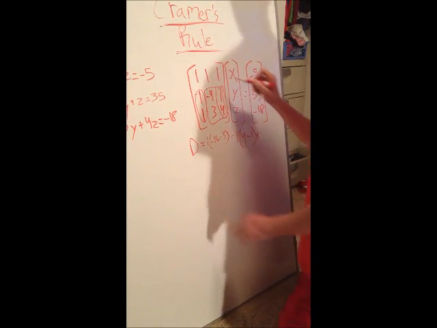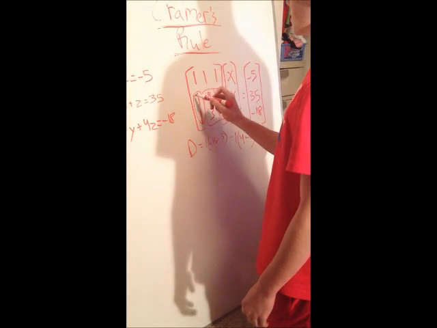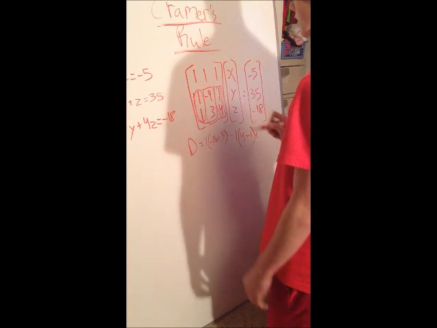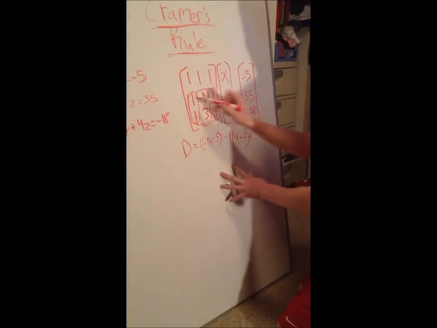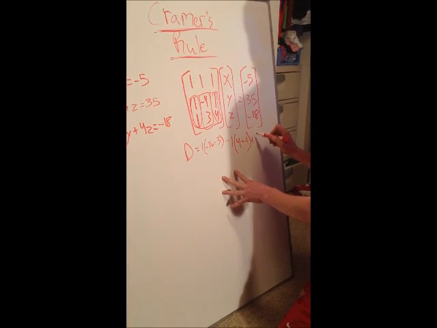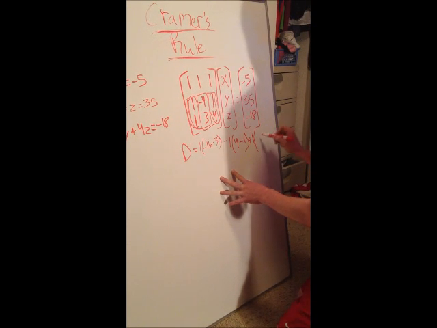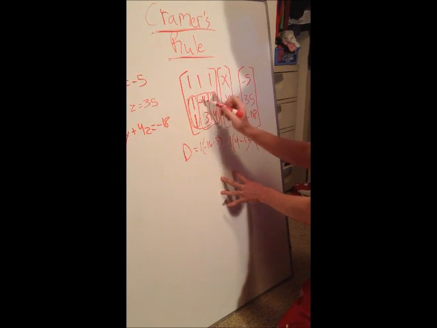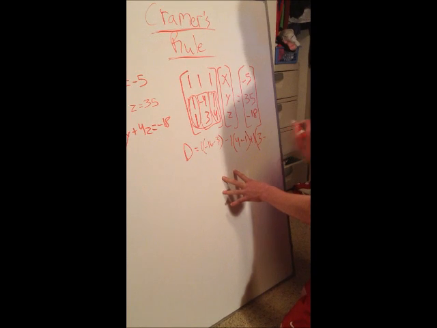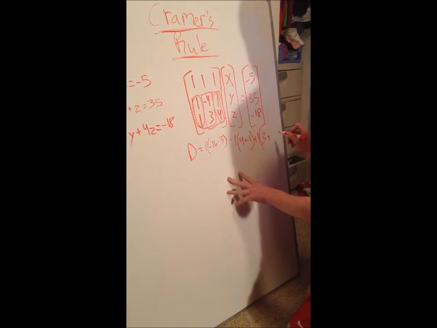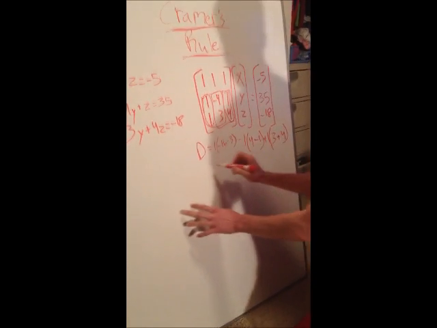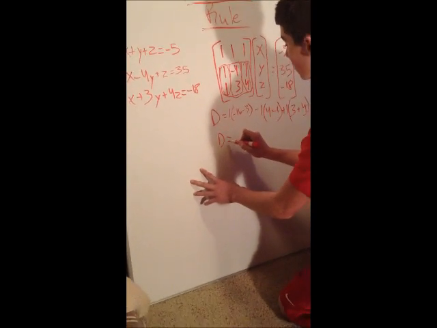Then you're going to do plus, and then you have 1 times the determinant of that 2 by 2, and you get 1 times 3 equals 3 minus 1 times -4 equals -4. So when you subtract a negative, you get plus. So you get 4.